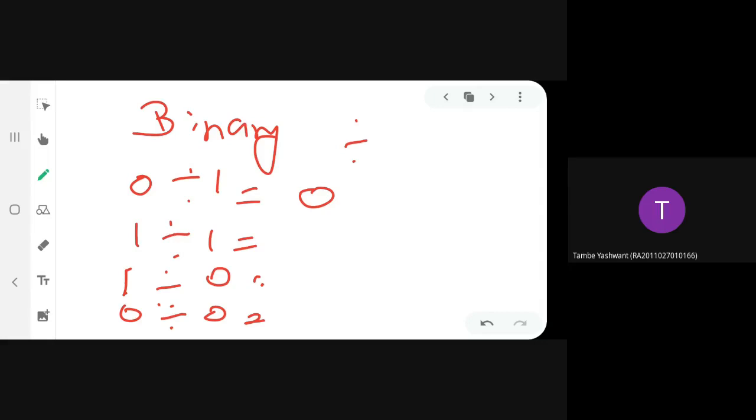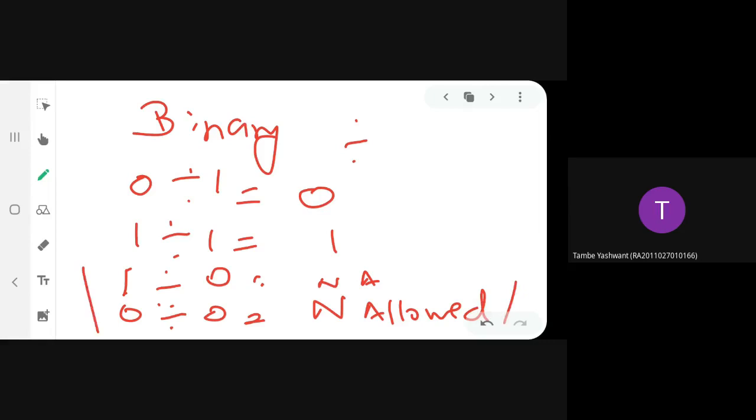1 divided by 1 is 1. Anything divided by 0 in normal division will be infinity. But here it is not applicable. These two operations are meaningless, not allowed.